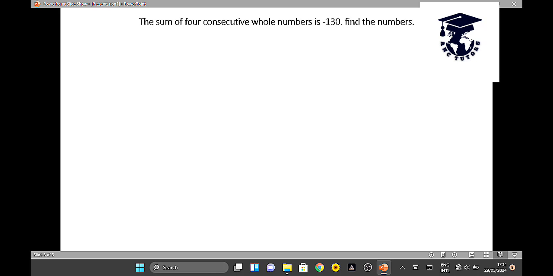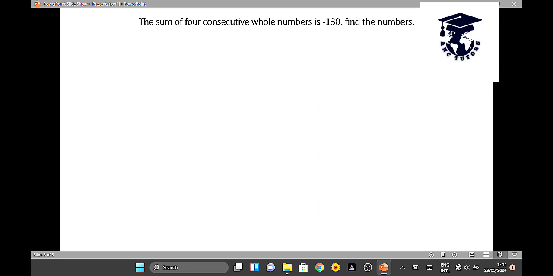This is ANC TUTORS and the question before us for consideration today is as follows. The sum of four consecutive whole numbers is minus 130. Find the numbers. Okay, so in a question like this, we have to interpret it very well.